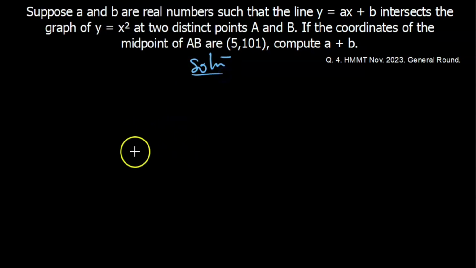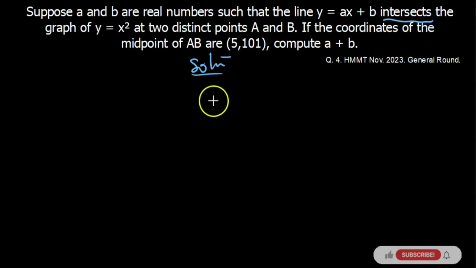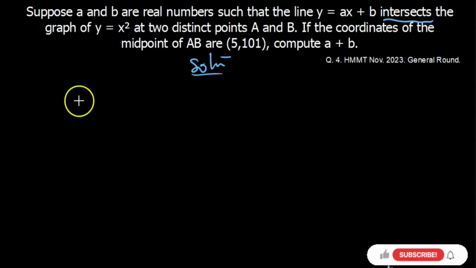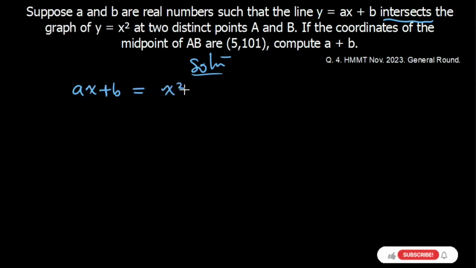Take note of the word intersect. When do we say two curves intersect? Well, when they are equal. So we're going to find the points where the two curves are equal. We start by setting the line x plus b equal to the curve x squared. We're going to solve for the values of x that will make this equation true. This is just a quadratic, so we write it as x squared minus x minus b equals 0.